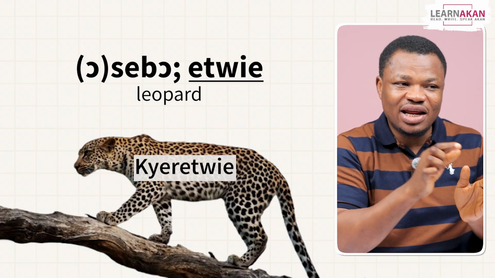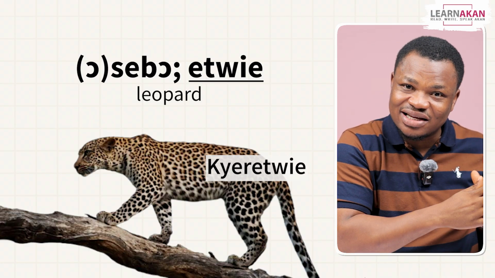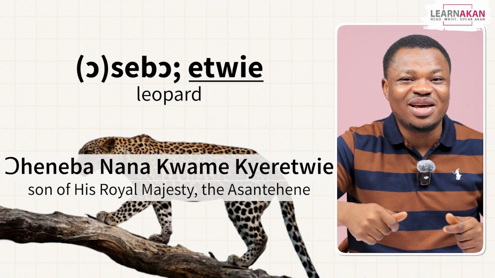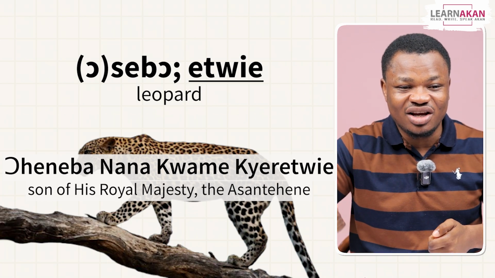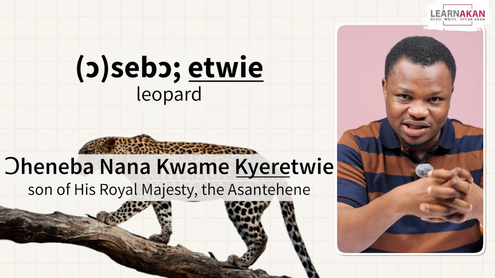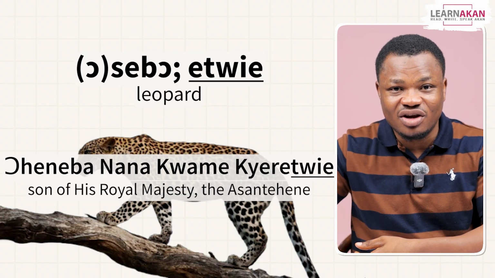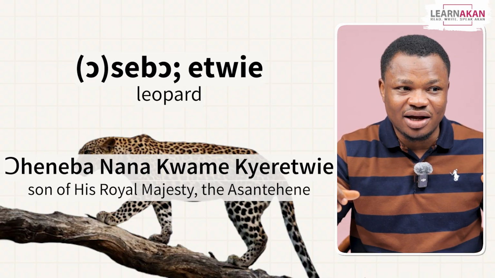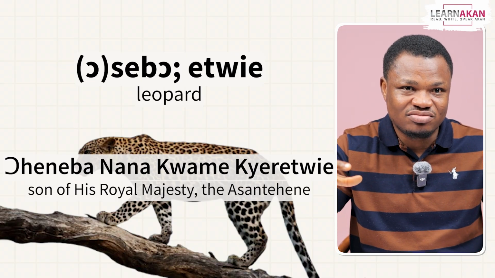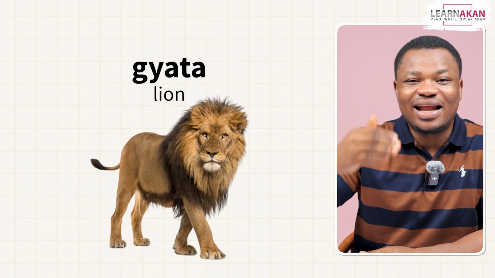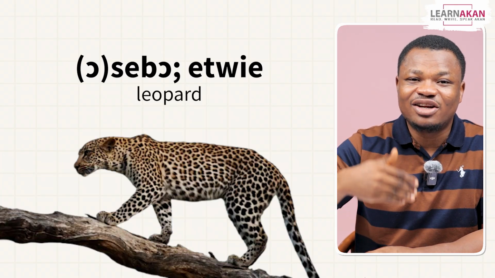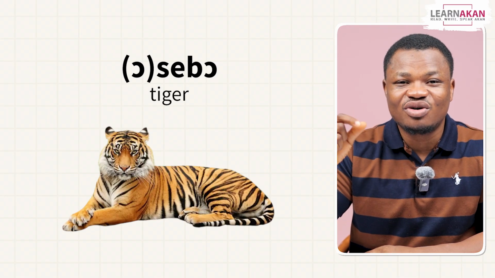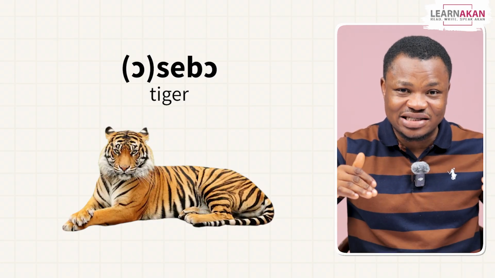So the name of the son of His Majesty the Asantehene is Oheneba Nana Kwame Chirichi. So when you say Chirichi, the chiri is to catch, right? To catch. And then we have chi from Echi, a leopard. So Chirichi actually means the leopard tamer, right? One who catches the leopard. So it's a powerful name, right? So we have the lion as Jata, and then we have the leopard as Osibo or Echi, and we also use this Osibo to refer to a tiger, even though they are not native to Ghana.